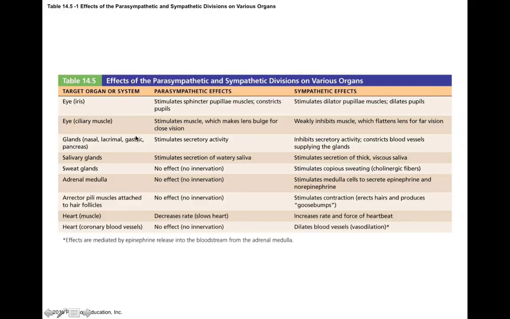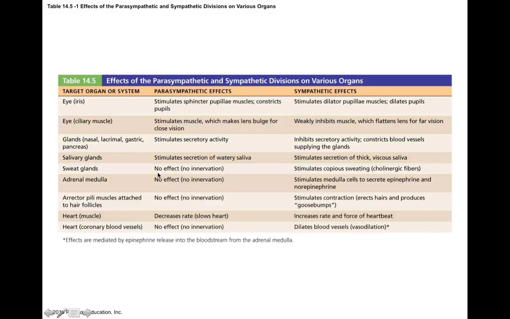On your nasal, lacrimal, and gastric secretions and pancreas, your parasympathetic nervous system stimulates secretory activity, and your sympathetic nervous system inhibits the secretory activities of nasal, lacrimal, gastric, and pancreatic secretions. That makes sense because you don't need to be making tears or mucus or releasing digestive juices while you're sympathetically active. And on your salivary glands, obviously the parasympathetic nervous system helps to produce saliva, whereas the sympathetic nervous system actually prevents that, and in many cases stimulates the secretion of thick and viscous saliva.